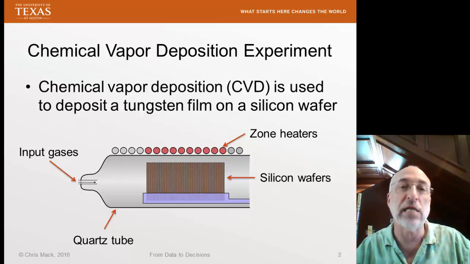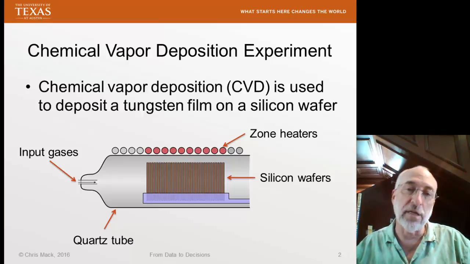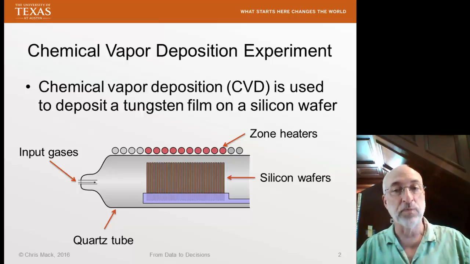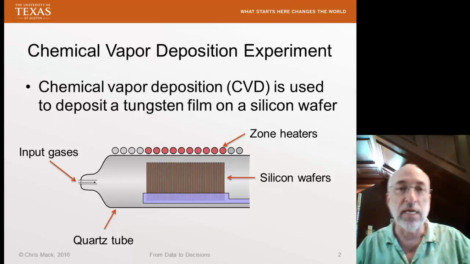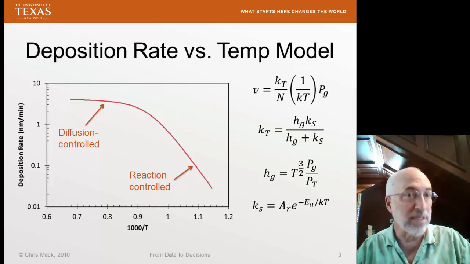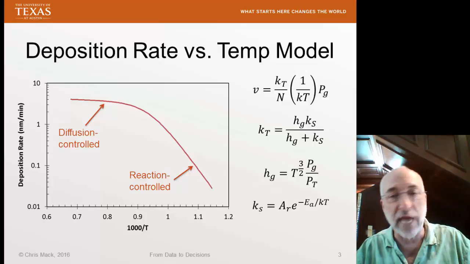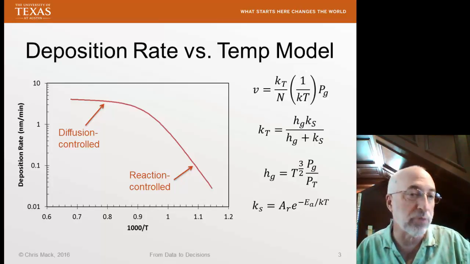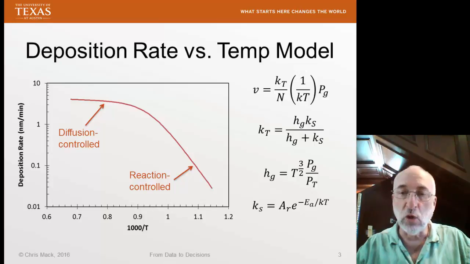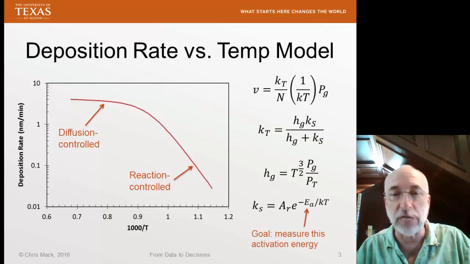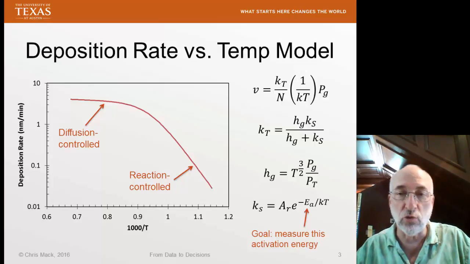Now, CVD is a way of depositing material on a silicon wafer. It's done in a furnace. You heat it up. You introduce some gases, a chemical reaction occurs on the surface of the wafer, and in this case, tungsten metal is going to be deposited. The deposition rate has a model that has regions of diffusion controlled and reaction controlled in terms of its temperature. And the goal in this particular paper is to measure the activation energy in the diffusion-controlled regime.